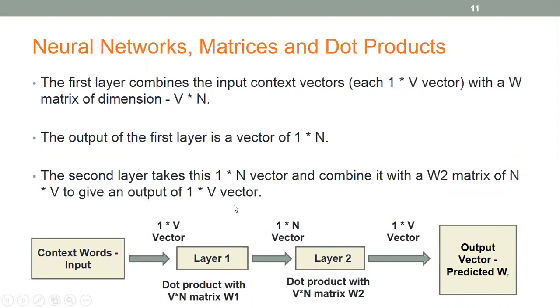And 1 by V is essentially, as we know, a one hot vector kind of representation of the output. And this can be easily transformed into a word to predict the word. So this is the core logic of how this network works. Let us go to how it is trained.